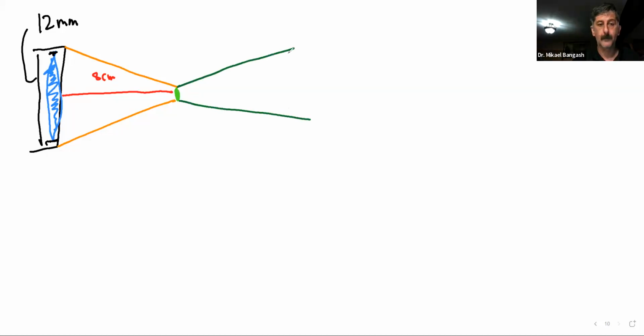Right? Right. And then here, this up here, which they say is 4 centimeters, actually represents the focal zone.